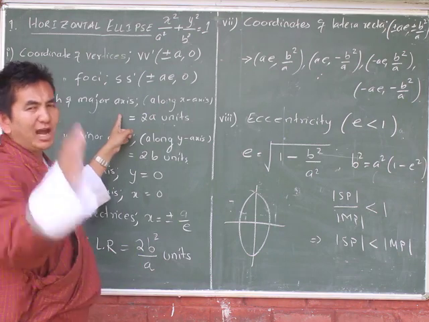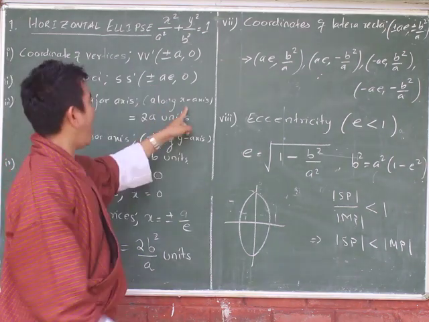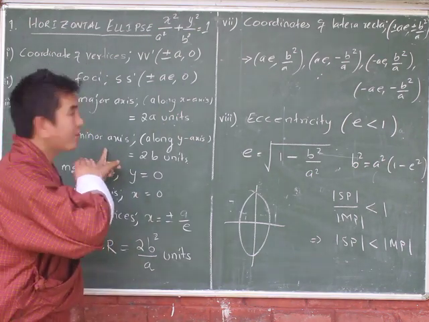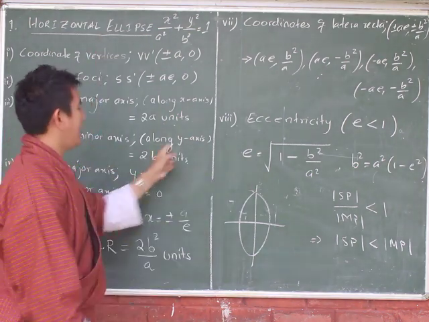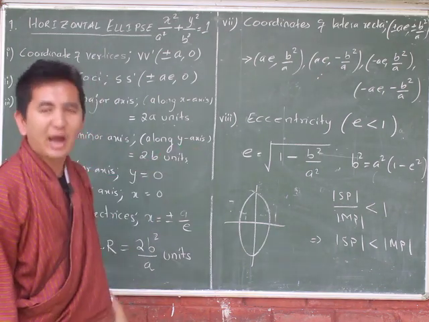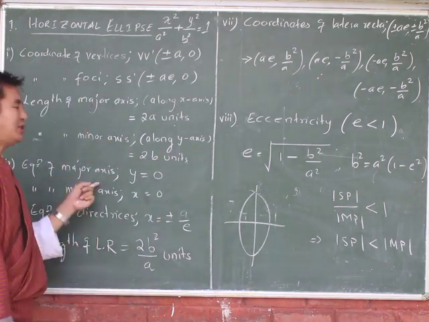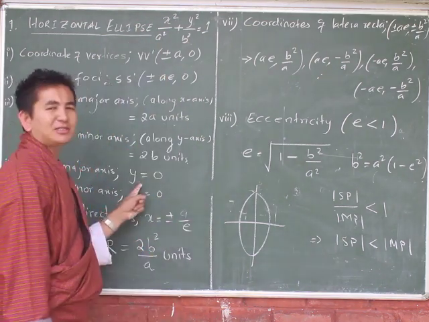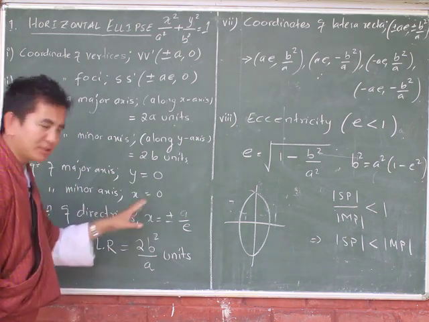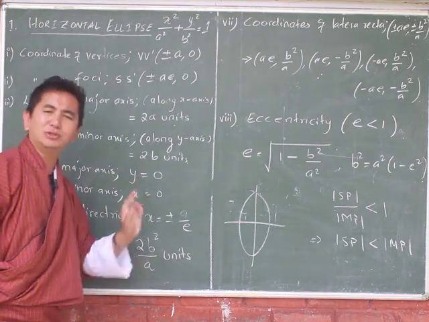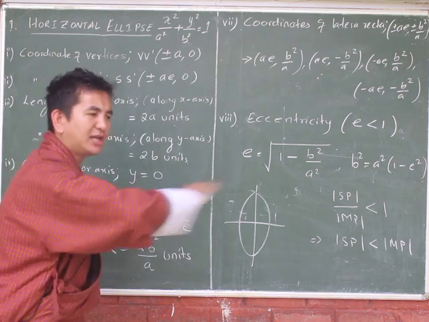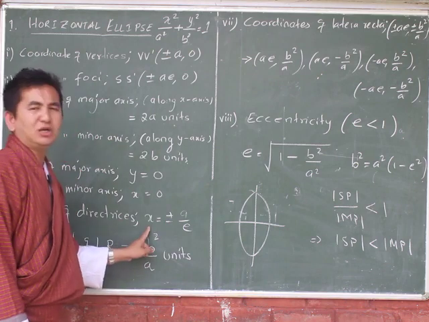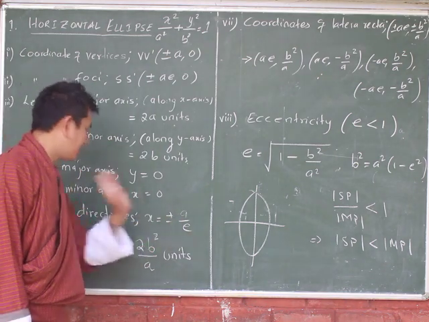Length of a major axis. Length of major axis will be along y-axis, but it will be 2a units only. Length of minor axis in case of vertical ellipse will be along, not y-axis, along x-axis. Please do it. Equation of major axis, it's on the y-axis, so it is x equal to 0. Just check the opposite. Equation of minor axis will be y equal to 0 because minor axis is along now x-axis. It does not lie on the y-axis. Equation of directrix will not be x here. It will be y. y equal to plus or minus a by e.